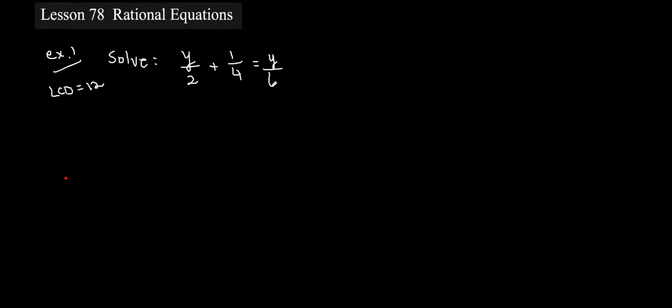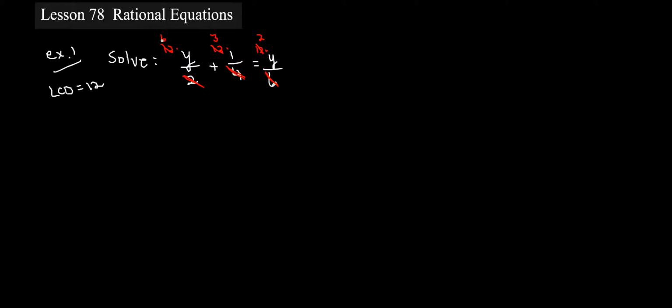So we're going to multiply each term by 12, the lowest common denominator. You have to do it to every term in an equation. The 2 goes into 12 6 times, the 4 goes into 12 3 times, and the 6 goes into 12 2 times. As you can see, all the denominators cross out, they're ones, so we don't have any more fractions, which makes it really easy to solve these problems.